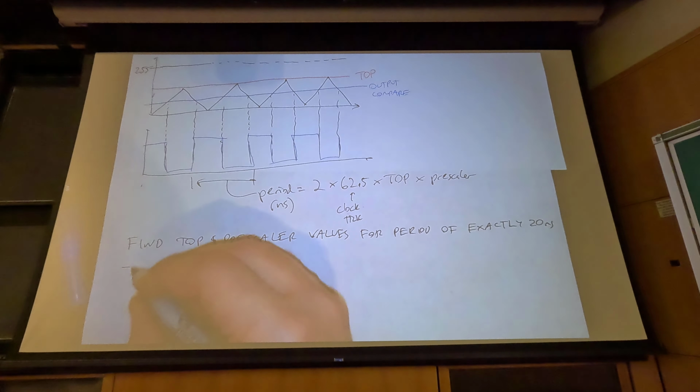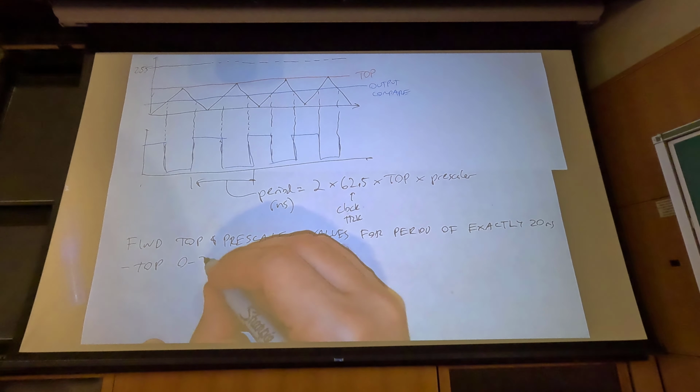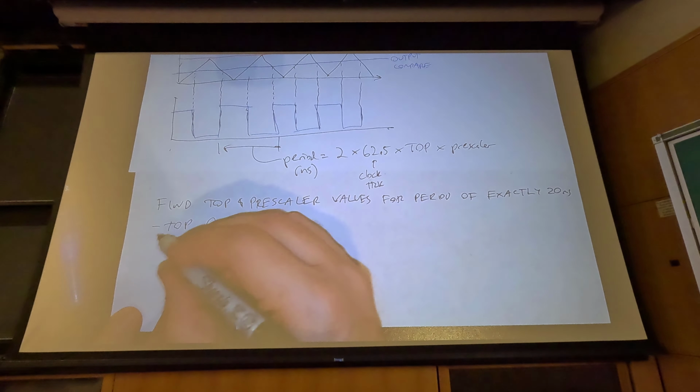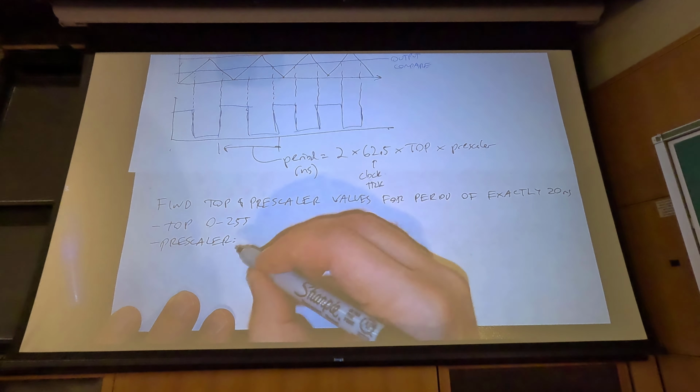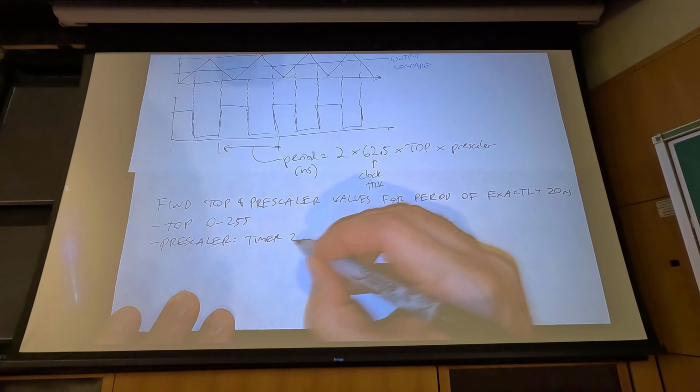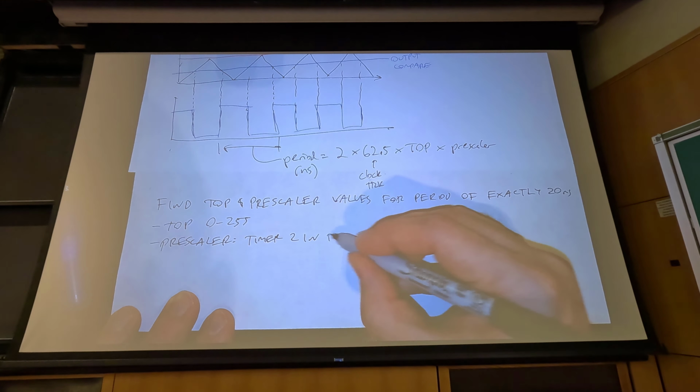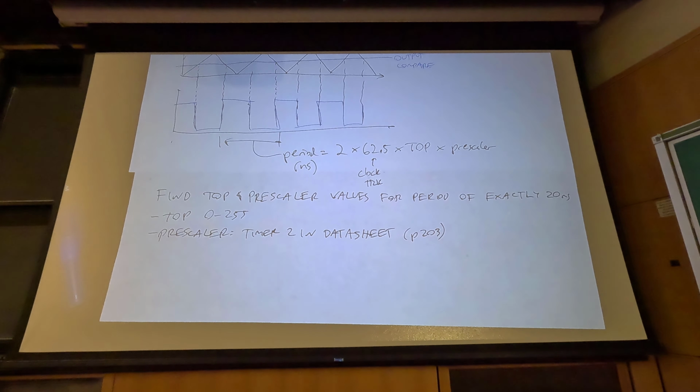So top has to be between 0 and 255, and the prescaler options you need to look up for timer 2 in the data sheet, roughly around page 203, and then scroll down. Okay? So top can be anything between 0 and 255. It cannot be a decimal. It can only be an integer value. There are only certain prescaler values available, and you need to go look at that clock select bit table in the data sheet to find out what they can be.